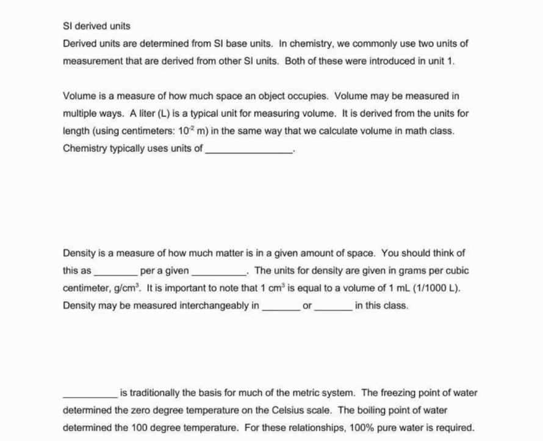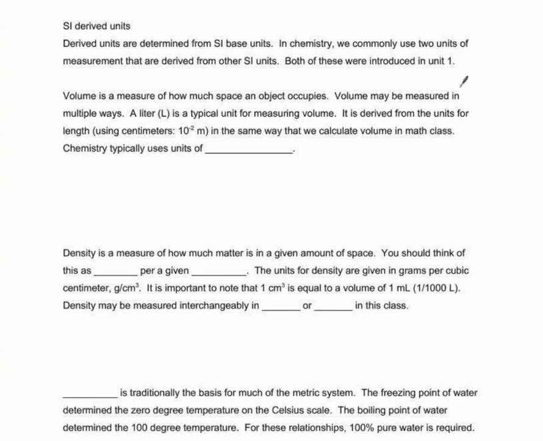Welcome back. This is the next video for Unit 2 Analyzing Data. In the previous video, we discussed the SI base units, and in this video, I'm going to discuss some SI derived units. Derived units are determined from the SI base units. In chemistry, we commonly use two measurements that are derived from other SI units. Both of these were introduced in Unit 1.